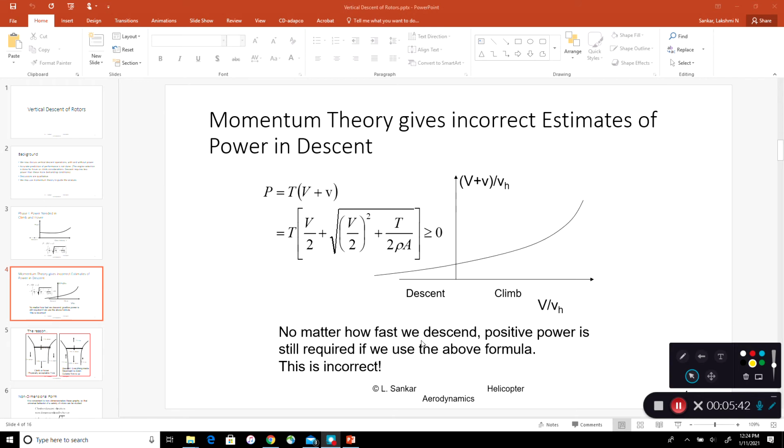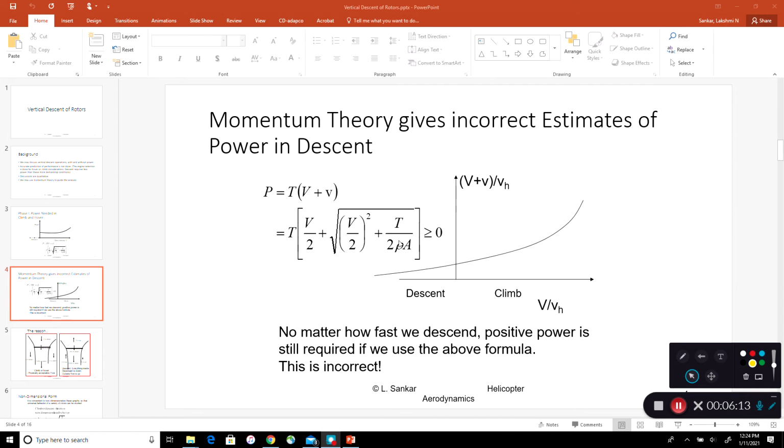It doesn't make sense. We know helicopters will fall like a rock when they are vertically descending. So why do we need to supply power? Because you have all this potential energy available. So something is wrong with this equation. Mathematically, we immediately see something is missing in vertical descent if you simply blindly apply the blade element theory or the actuator disk theory based model to the power.